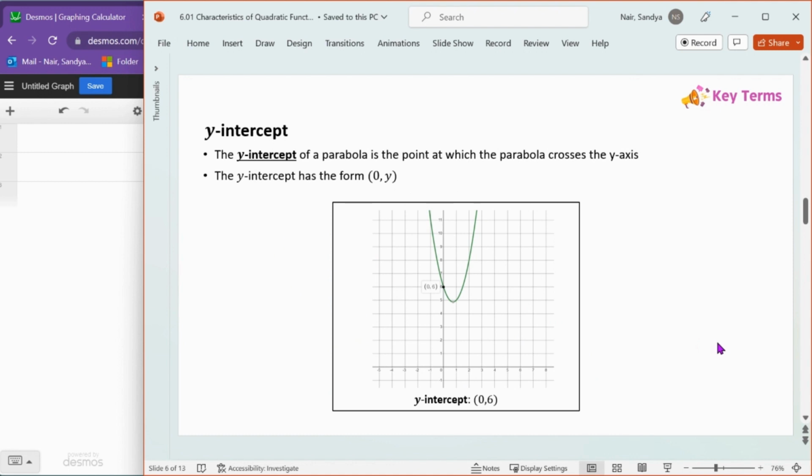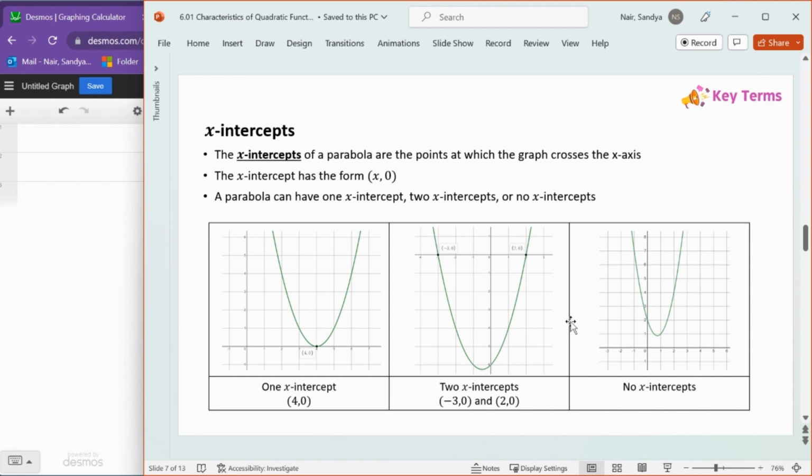So we also know that parabolas can sometimes have a y-intercept. The y-intercept will be the point at which the parabola crosses the y-axis. Remember that when the parabola crosses the y-axis at the y-intercept, that point will have an x value of 0. So that's why the y-intercept has the form (0, y). So for example, this parabola here has a y-intercept at (0, 6).